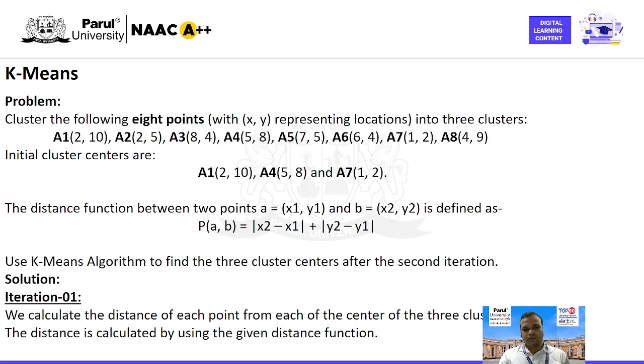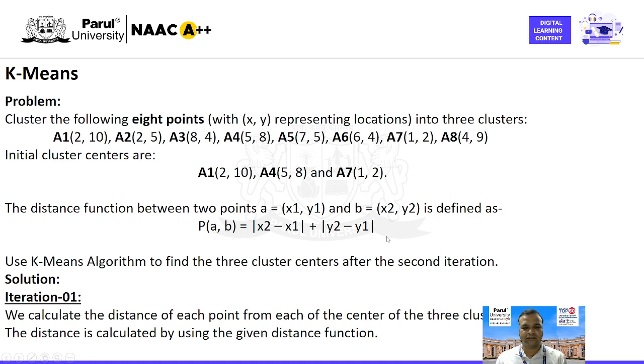Okay, so let's restart the solution of that particular given problem. Iteration 1: we calculate the distance of each point from each of the centers of the 3 clusters. We assume 3 cluster centers A1, A4, A7. So now we calculate the distance by using the given distance formula.